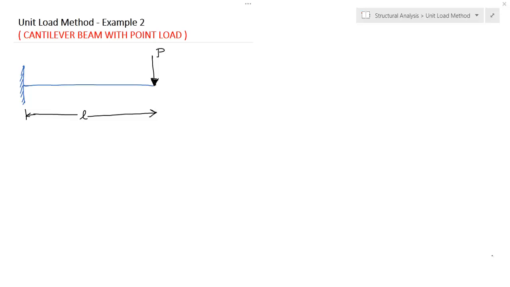For those who have not seen the previous video, in the previous video I uploaded a cantilever beam with uniformly distributed load. The link is in the description. Go and check it out.